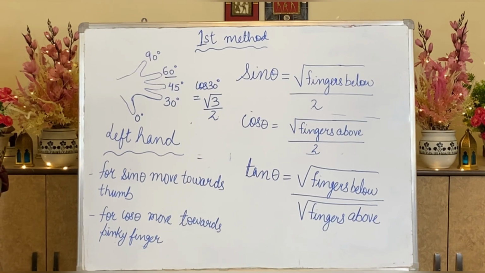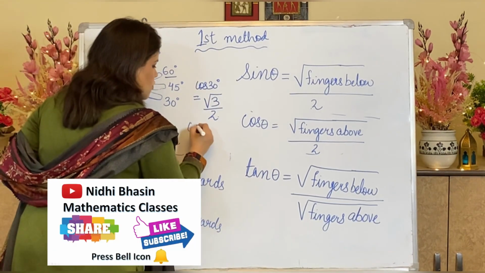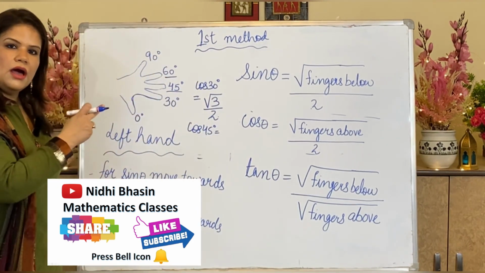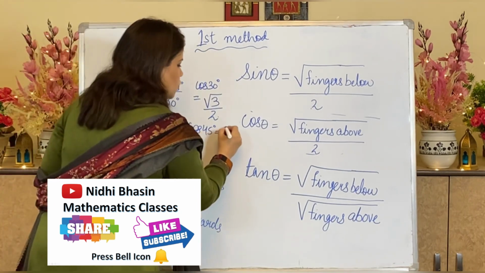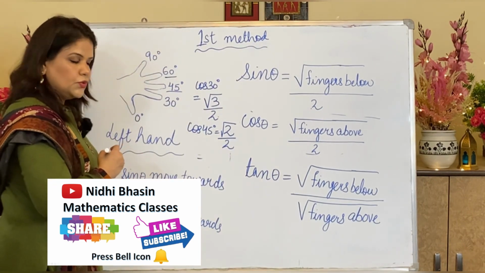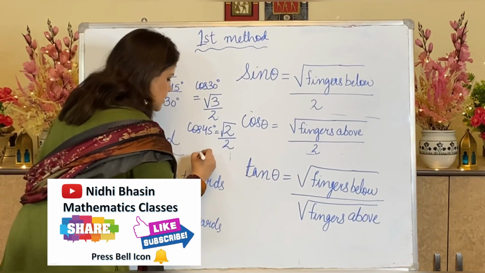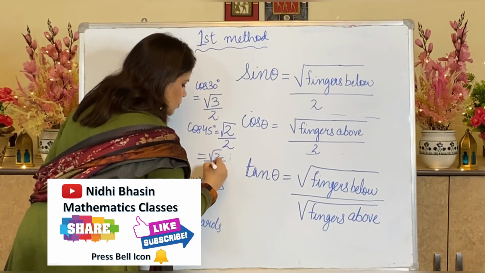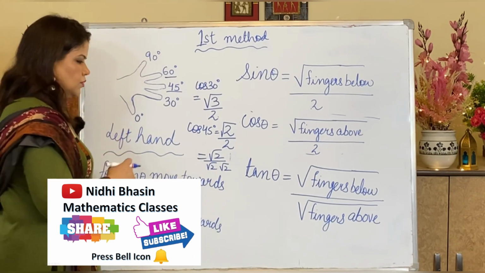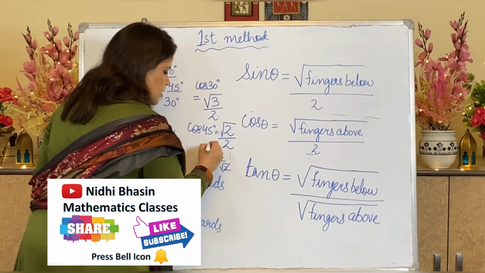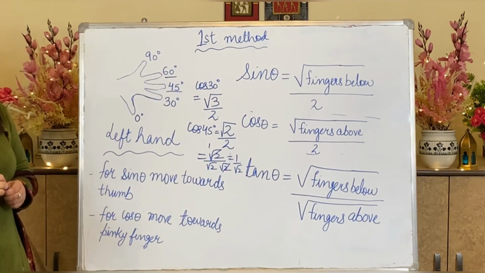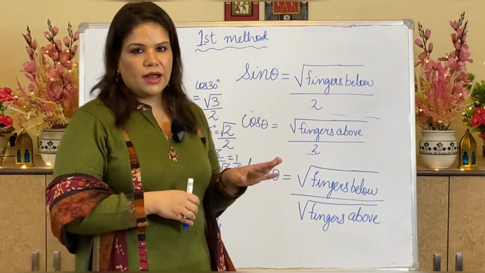If I have to find cos of 45, then cos of 45 degree will be, this is 45. How many are there above it? We have 2 fingers. We will take under root of it and then we will divide it by 2. We know that 2 can be written as root 2 times root 2. Root 2 multiplied by root 2 is 2. So this will get cancelled and we will be left with 1 by root 2. So this is the way of remembering sine theta and cos theta.